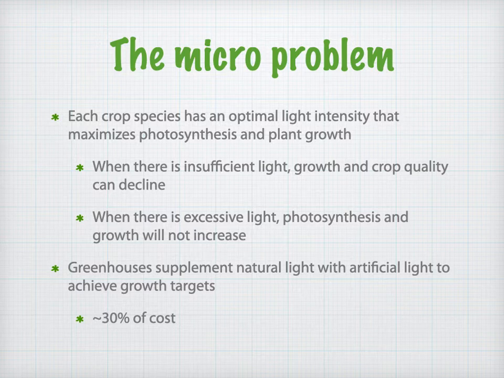When there is insufficient light, greenhouses supplement the natural light with artificial light, typically these days from LED lighting, to achieve growth targets. Artificial lighting requires energy, and this can be as much as 30% of the cost of operating a greenhouse.